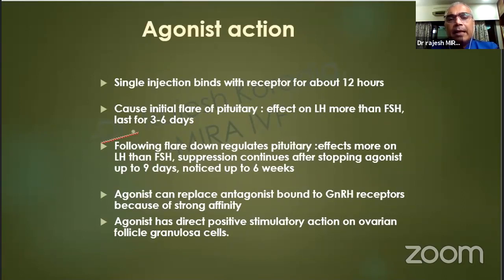The agonist has a direct positive stimulatory action on the ovarian follicle granulosa cells. So this is the reason why practically many centers keep adding agonist in the luteal phase, because it has a direct stimulatory action, not only on the ovarian follicle granulosa cells but, being LH-driven, it acts on the endometrium also. So the implantation is better. So we have also started adding a single injection of agonist the next day of transfer, even in the FET cycle.